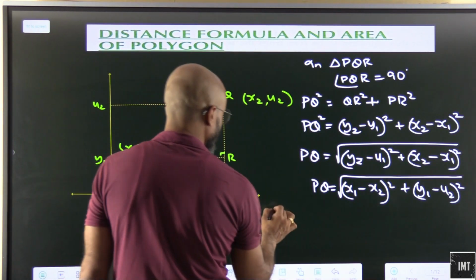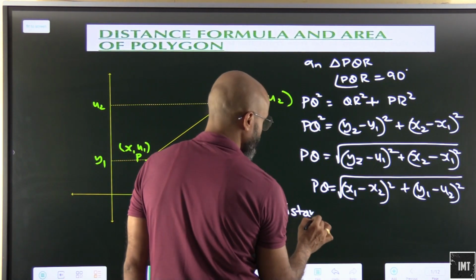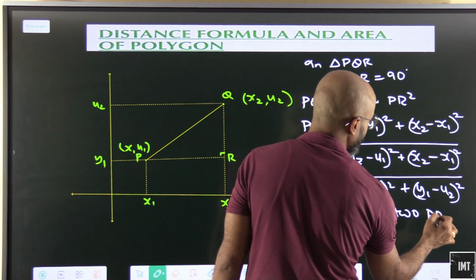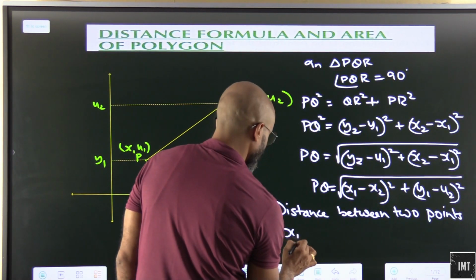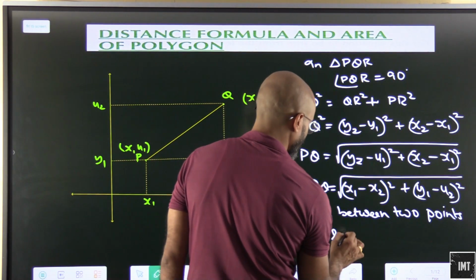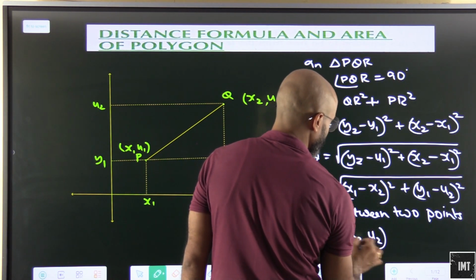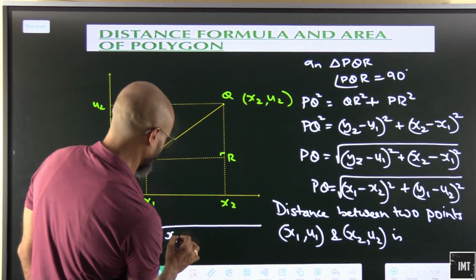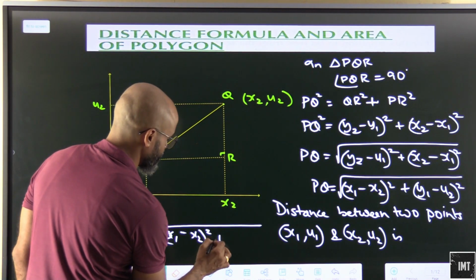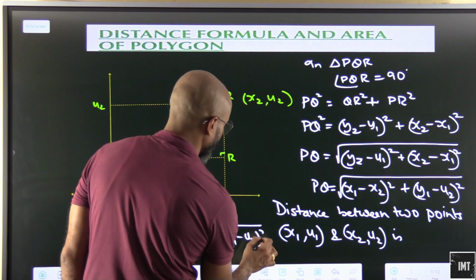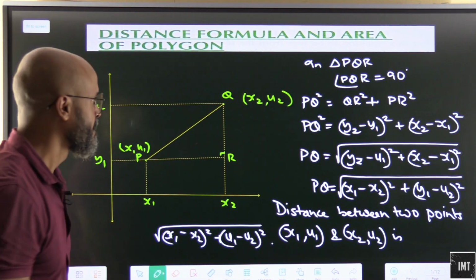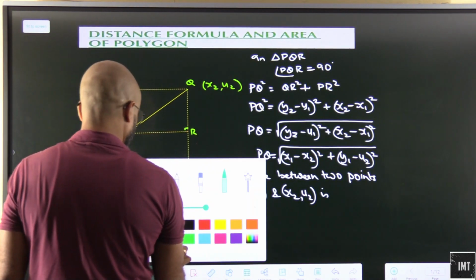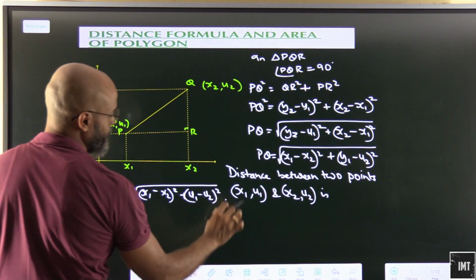Okay, so distance between 2 points x1 y1 and x2 y2 is under root of x1 minus x2 square plus y1 minus y2 square. This will be basically the distance between 2 points.